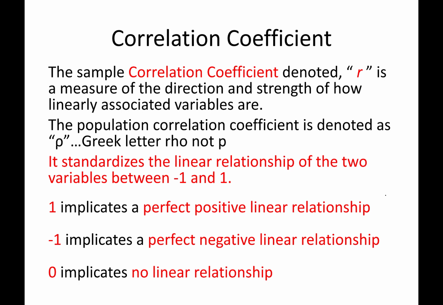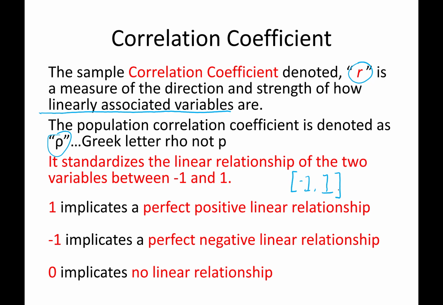And what this correlation coefficient does is it measures the linear relationship between two variables. We denote that as R, and this is for a sample of data. So R denotes the sample correlation coefficient. The Greek letter rho represents the population correlation coefficient. And this correlation coefficient standardizes the linear relationship between your two variables by the bounds -1 to +1.